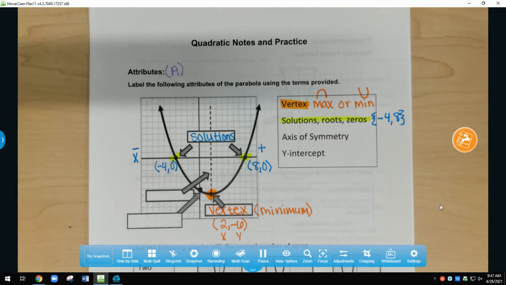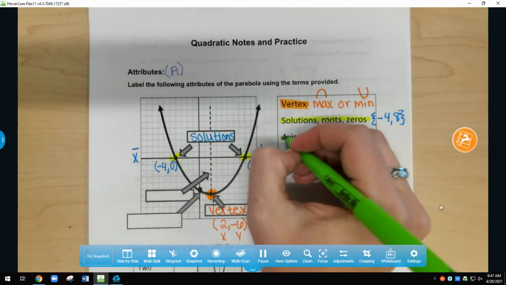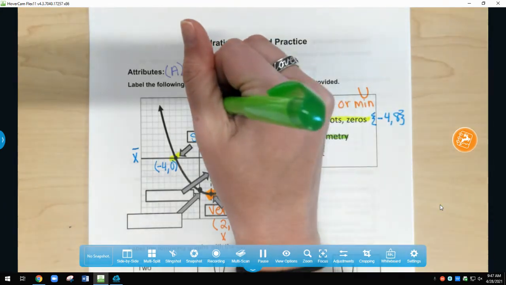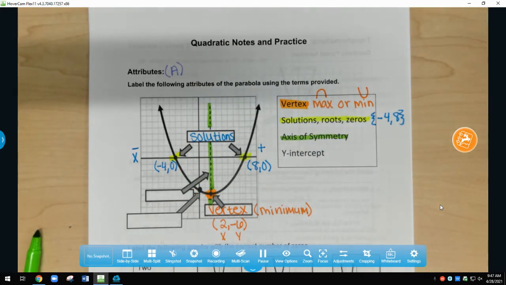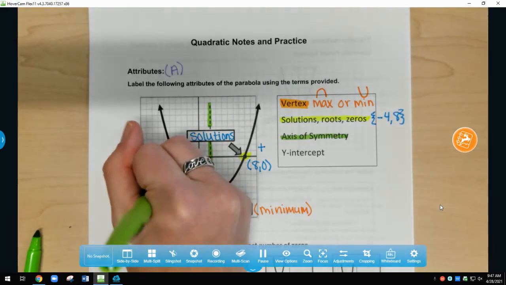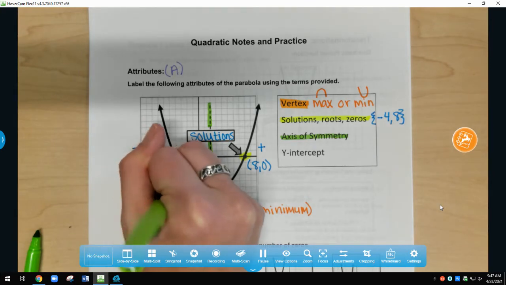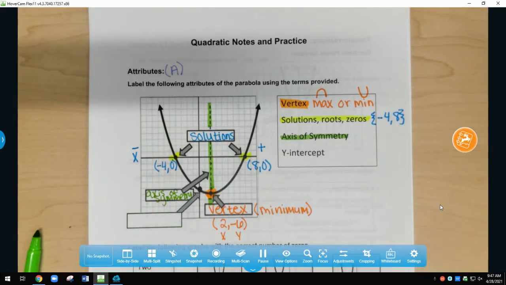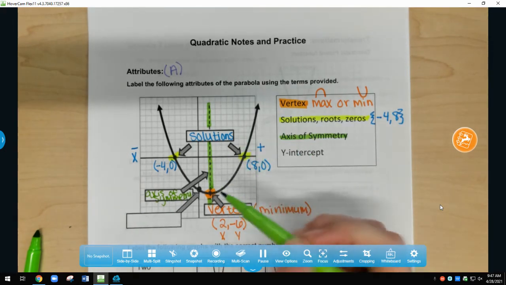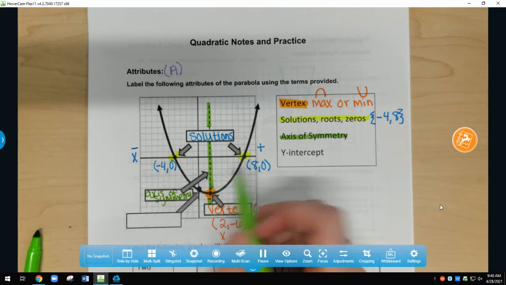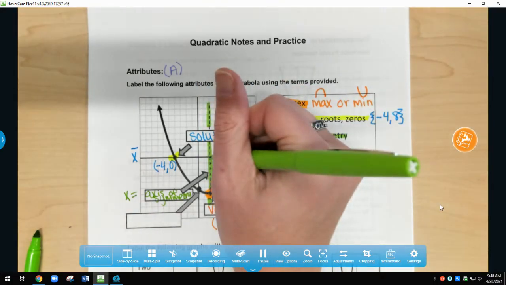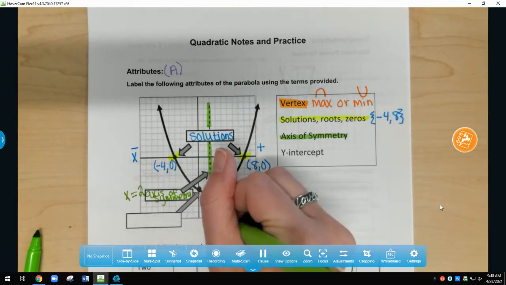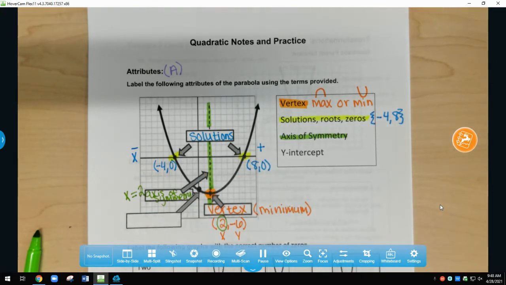Okay, now the axis of symmetry. Axis of symmetry, think of line of symmetry. It's always going to be a line, and it's the one that goes straight down the middle of your parabola. So that green line is our axis of symmetry. And it's going to have an equation, so it's going to be something equals. Since it's going through the x-axis, our axis of symmetry is x equals, and then the x value that it's going through. So it's going through 2. It also will match the x value of your vertex. So our equation for the axis of symmetry is x equals 2.